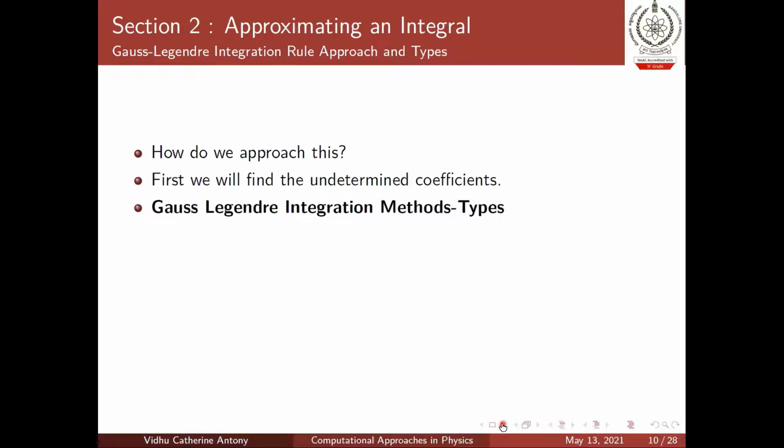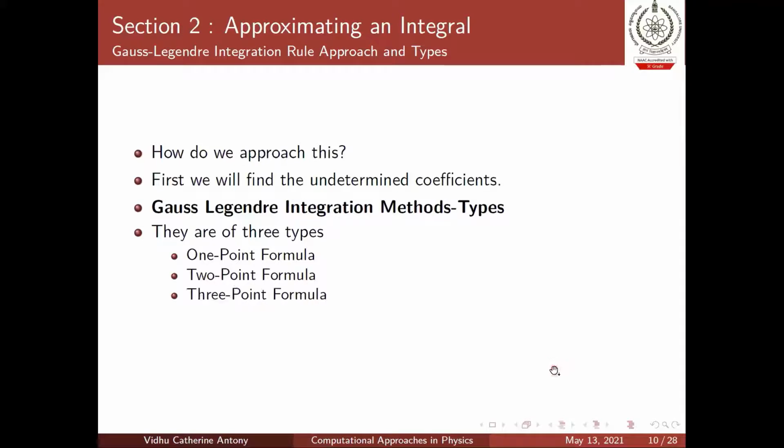Let's look at this. The Gauss-Legendre integration methods are of 3 types: a 1-point formula, a 2-point formula, and a 3-point formula. Why are they called so? Because in the 1-point formula you use 1 point to evaluate the integral. In the 2-point formula, you use 2 points to evaluate the integral. In the 3-point formula, you use 3 points to evaluate the integral.